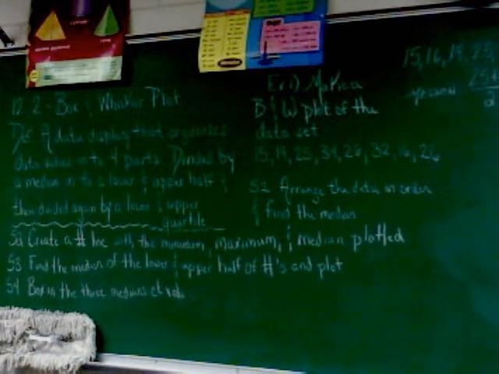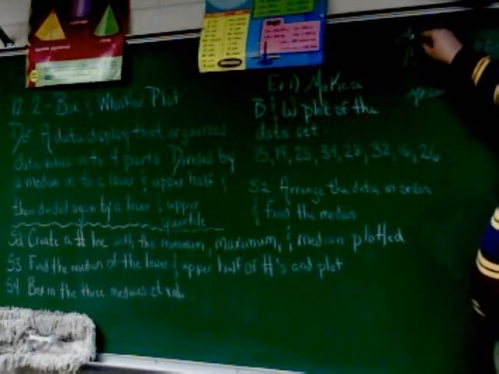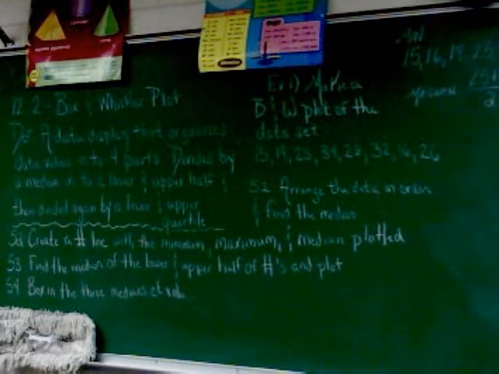Okay, step 2. Create a number line with the minimum, maximum, and median plotted. The minimum is the smallest number when the list is in order from least to greatest. The maximum is the largest number when the list is in order from least to greatest. So my minimum and maximum are, of course, 15 and 34.